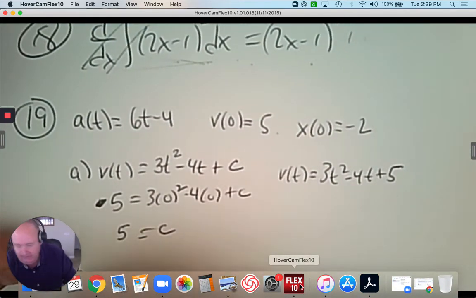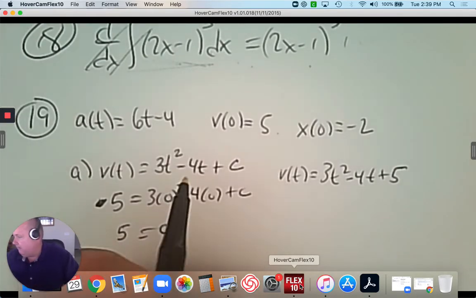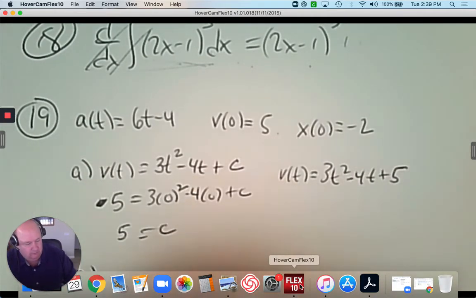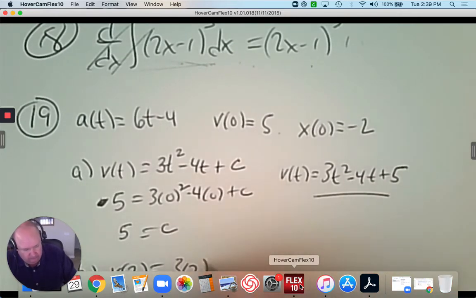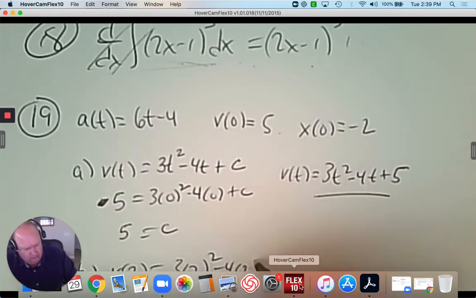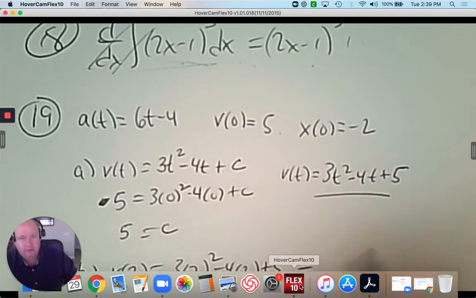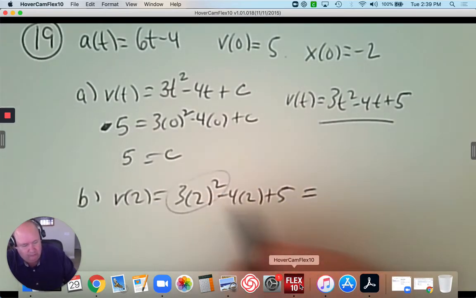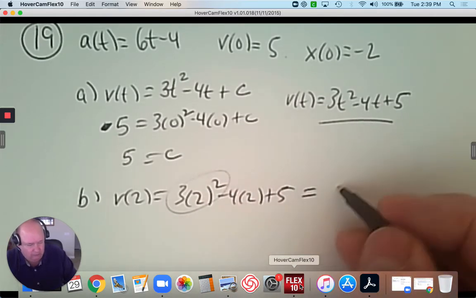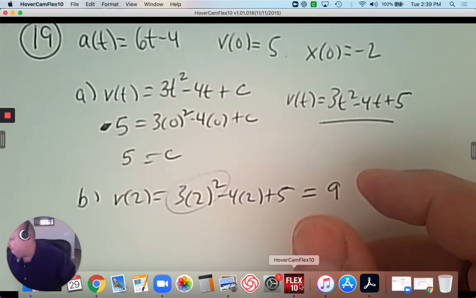In part B, it says find the velocity at 2. So take what you just learned and just plug in 2. I don't think there's any units involved here. I'd have to look again over if there's any units to put in for the velocity. So that is 12, take away 8. That's 4 plus 5, which is 9.